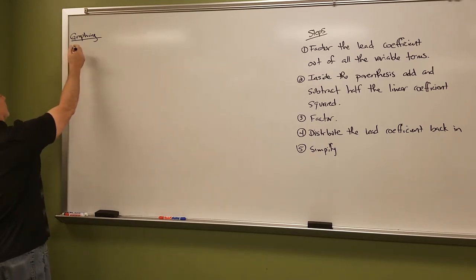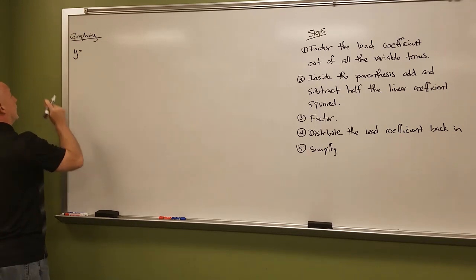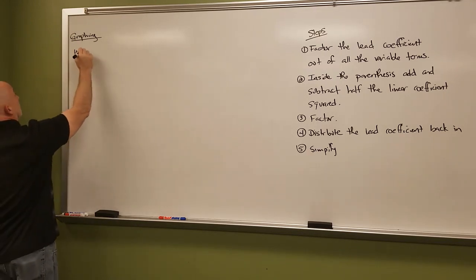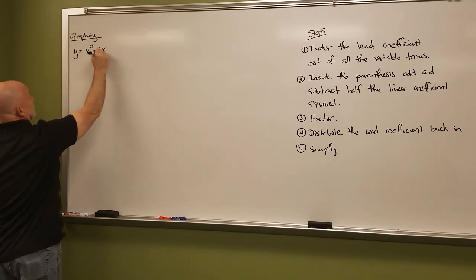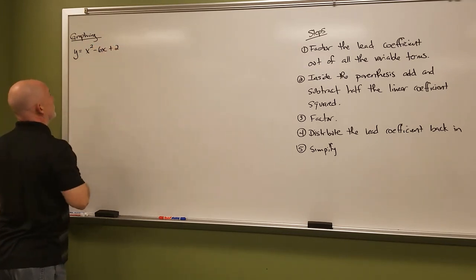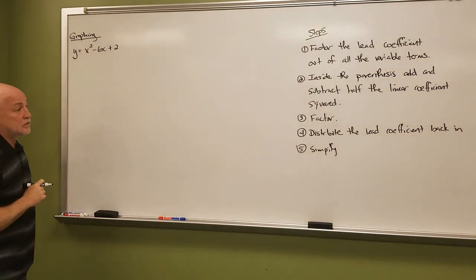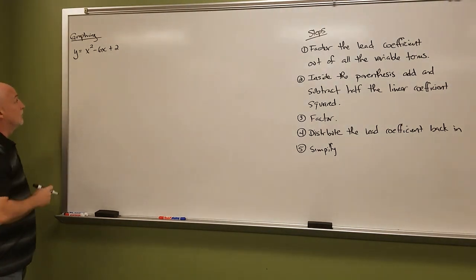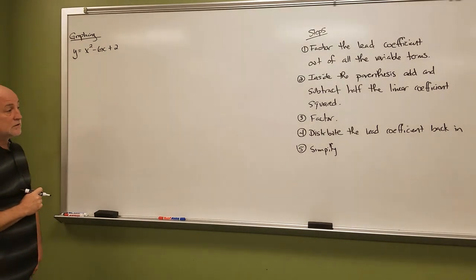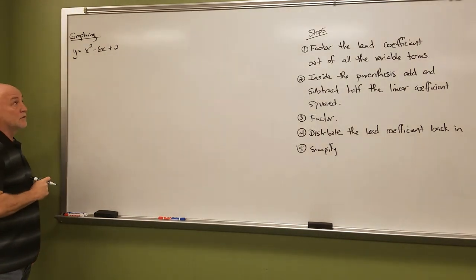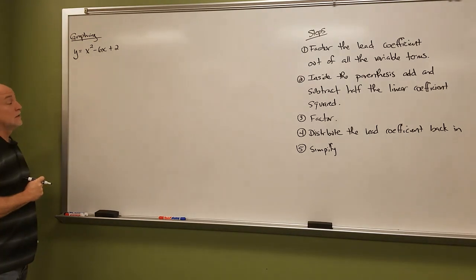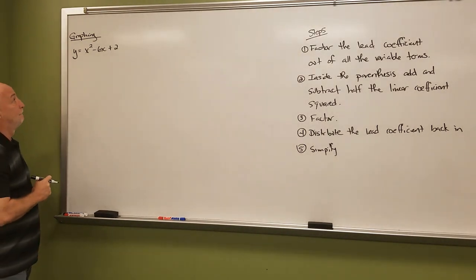All right, so let's say that I gave you y = x² - 6x + 2. Again, let's see if we can put this into standard form. So do me a favor, take a second, see if you can put this into standard form and state the vertex and the line of symmetry. Go.